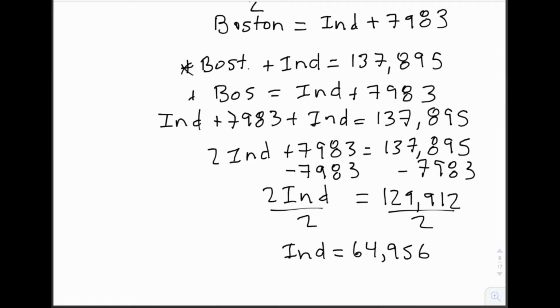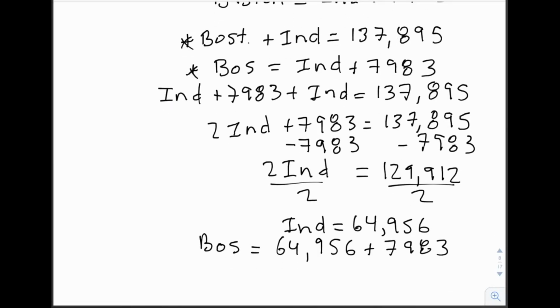And in order to find Boston, we can plug it back into our Boston equation here, which is going to be this secondary one. So Boston is going to be equal to our Indianapolis, which we just found, 64,956 plus 7983. And that should get us a value of Boston equal to $72,939. So we have Indianapolis, and we now have the salary in Boston.